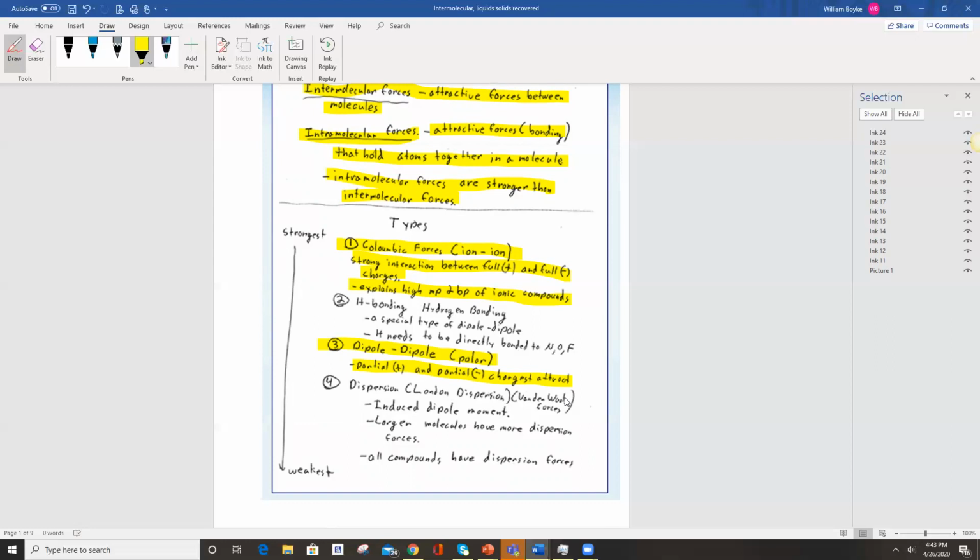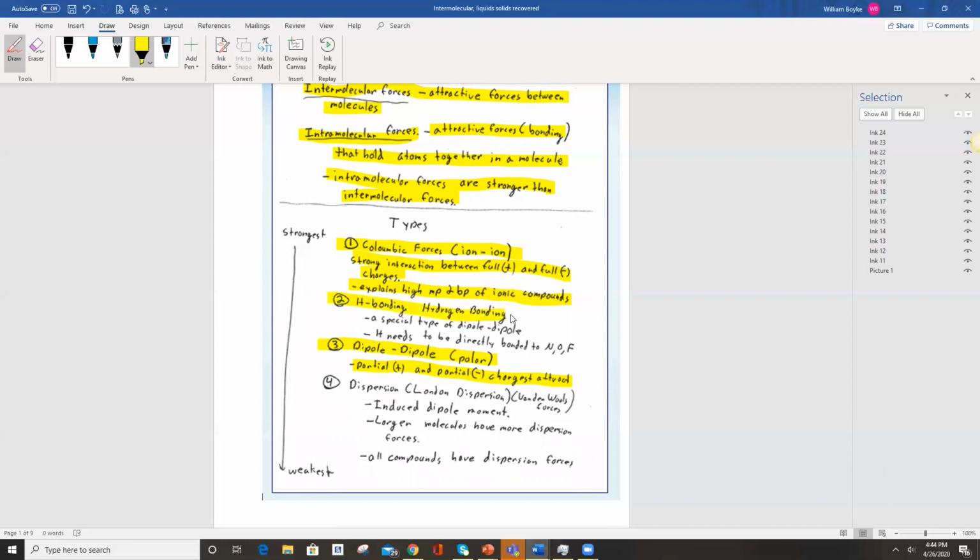With Coulombic forces, we have full ions. Here for dipole-dipole, we have very, very small charge buildups that are happening, but it's still a positive versus a negative. Now that we understand dipole-dipole for our polar compounds, we can go to the second one, which is hydrogen bonding.